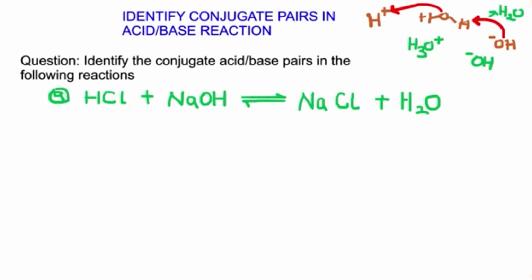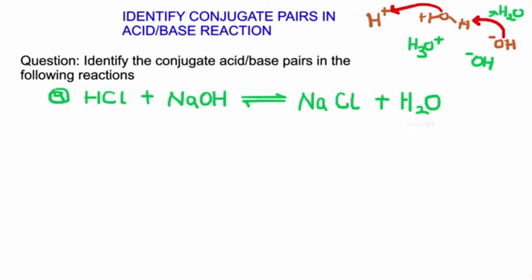So since you are able to differentiate between what an acid species is and a base species is, we're going to dive into the first question, which is when hydrogen chloride reacts with sodium hydroxide at equilibrium, a salt, or an ionic compound, is formed and water.